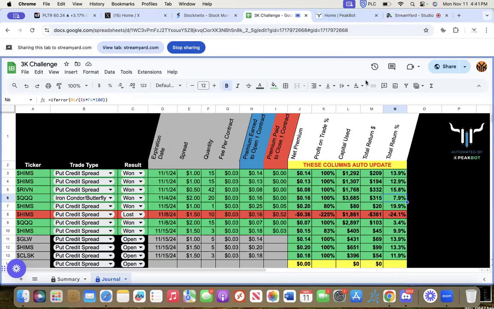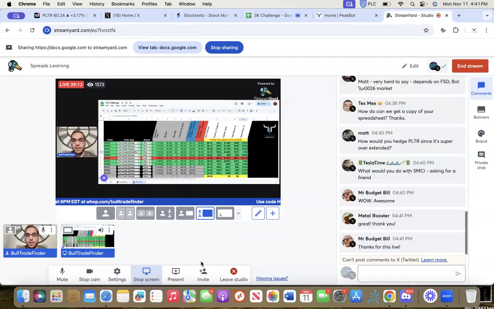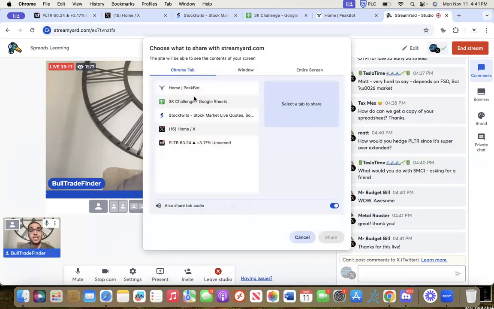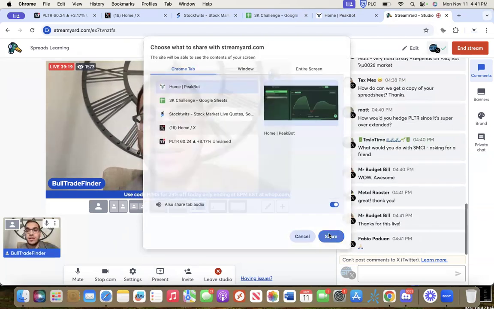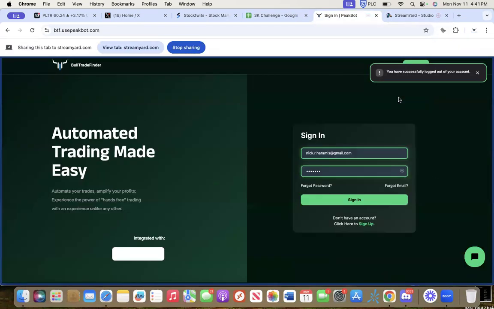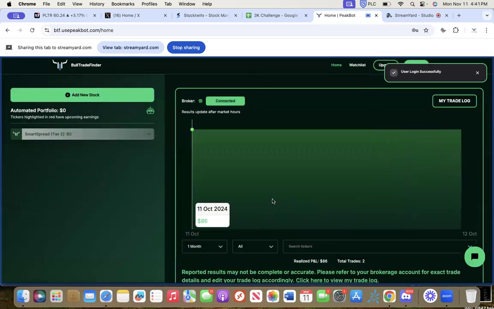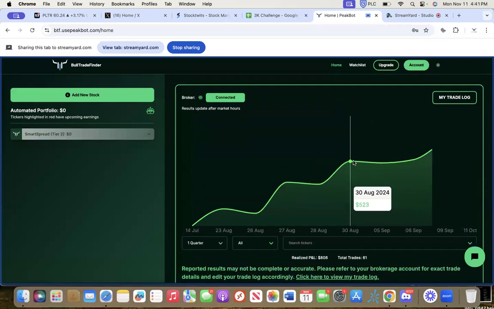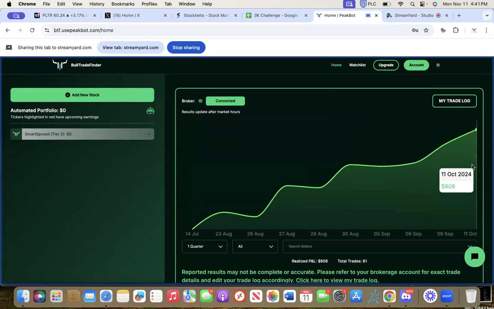And the only last thing I want to go over before we end this is the automated trading. If you guys are interested in that, and that's how you kind of want to start spreads, we could do that. So let me go into this. Okay, so here's my automated trader. I don't know why it doesn't show my recent trades. That's interesting. Okay, here's my automated trader. So I've worked with Peakbot.